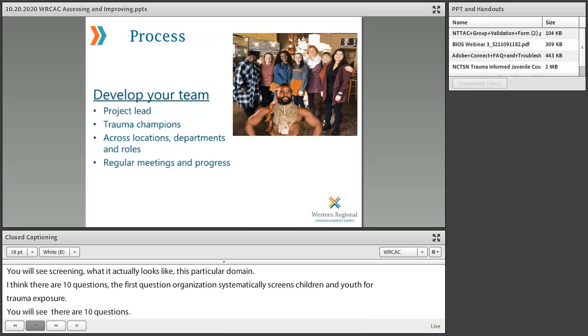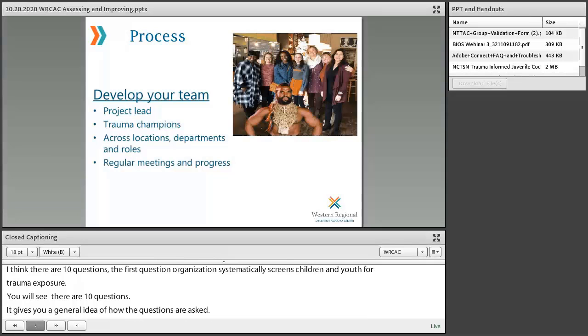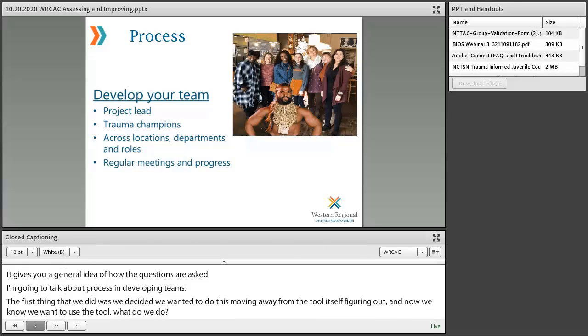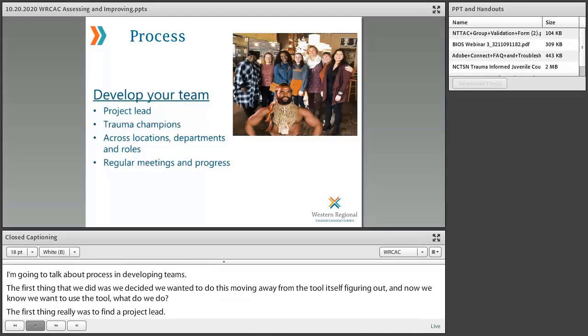And then next I'm going to talk about our process in developing our team. So, the first thing that we did once we decided we wanted to do this, moving away a little bit from the tool itself, was figuring out, okay, now we know we want to use this tool, so what do we do? And the first thing really was to assign a project lead, and that was me for a variety of reasons, partly my role in the organization and my own experience in working in the area of trauma-informed care.